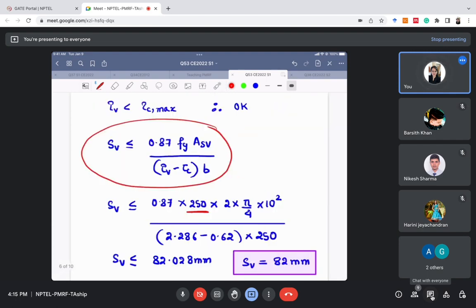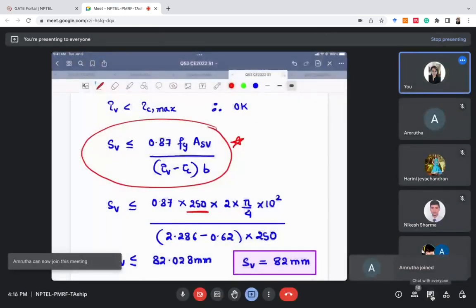We'll proceed further and calculate the spacing of vertical stirrups, which is very easy to do, and you just need to remember this formula. Sv should be less than or equal to 0.87 fy Asv divided by (tau v minus tau c) into b.